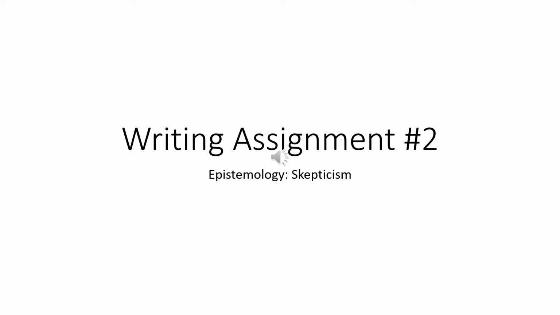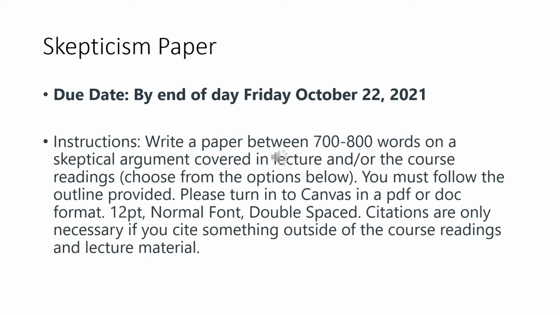This is the instructions for writing assignment number 2 on skepticism. Your skepticism paper is going to be due by the end of the day, Friday, on October 22nd, 2021. And the instructions are for you to write a 700 to 800 word paper on one of the skeptical arguments that was covered in lecture and/or the course readings.